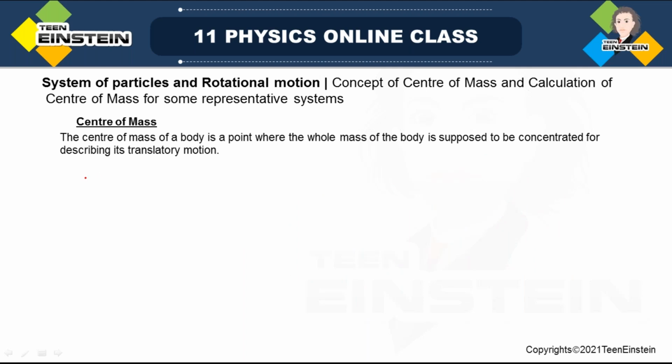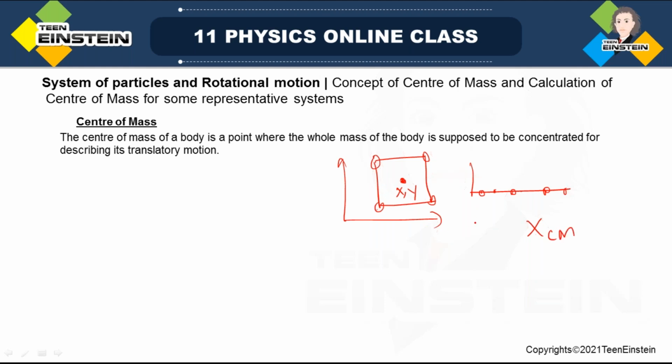Now we started deriving some mathematical expression for the coordinate. Suppose this is an extended object. It has masses here. Suppose there are four masses, or maybe much more. So the center of mass, a point mass, has to have some position with respect to some coordinate system. Suppose it is a two dimensional object, then it will have x y coordinates. If there is a linear, one dimensional object, it may have many particles like this. The center of mass will be somewhere in between, within this object itself. So in that case, only one coordinate x cm will be the center of mass coordinate.